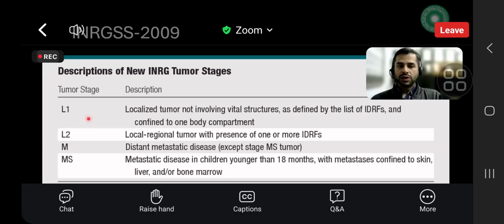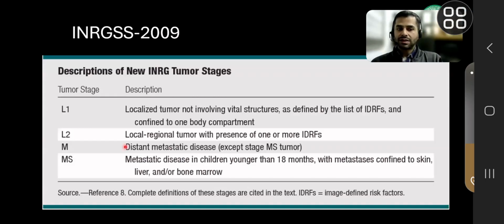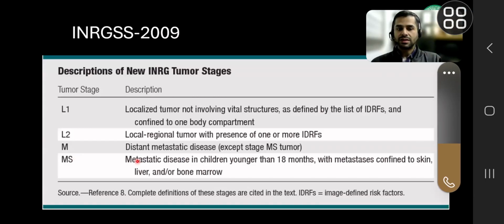L2 is also a locoregional tumor, but there is presence of one or more image-defined risk factors, which we will be discussing shortly. M is distant metastatic disease, and MS is a subtype of distant metastatic disease in children less than 18 months of age, with the mets confined to either the skin, the liver, or the bone marrow.